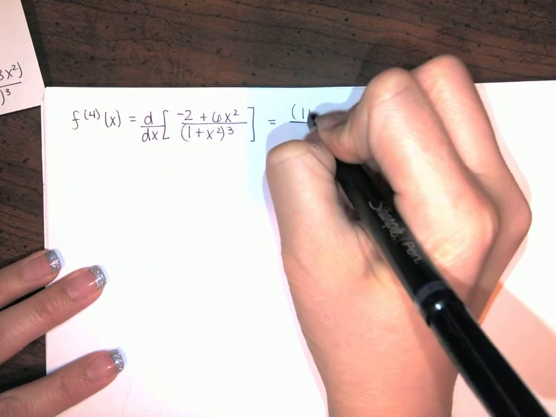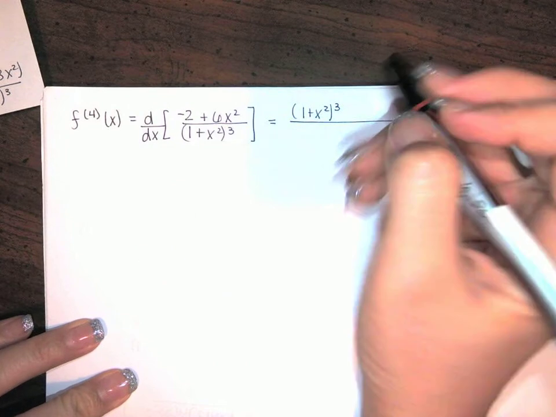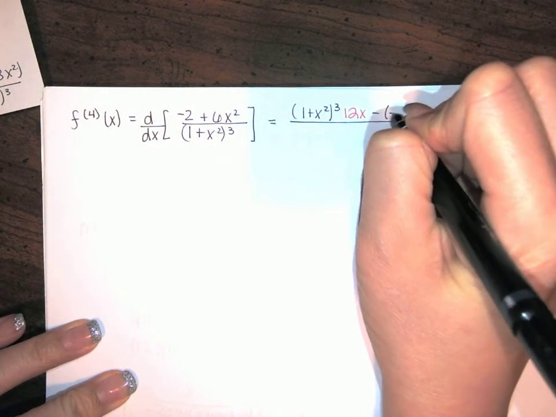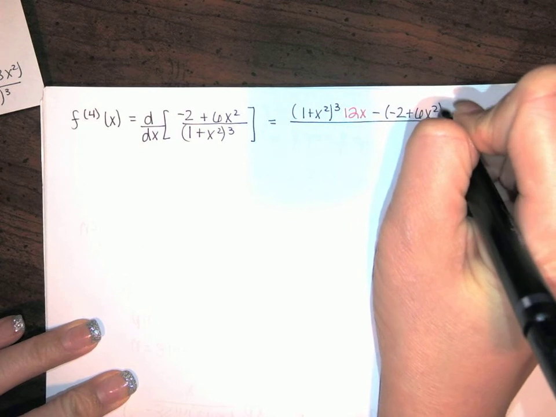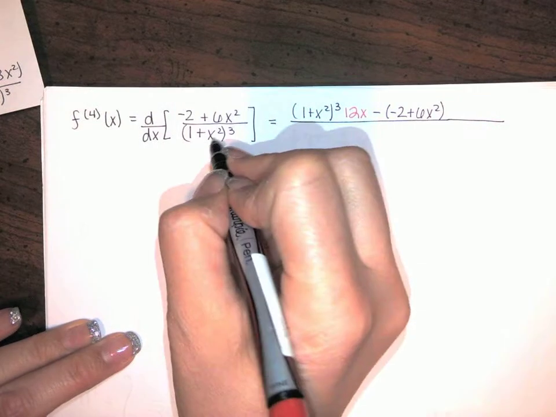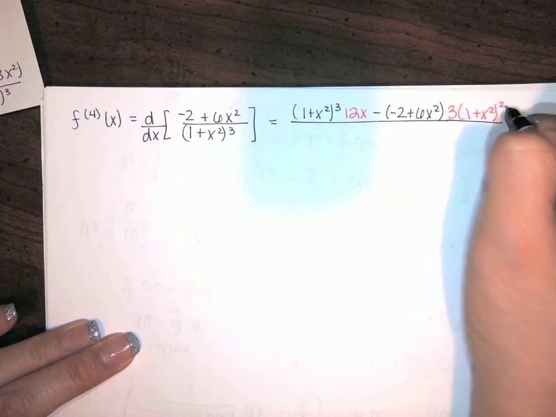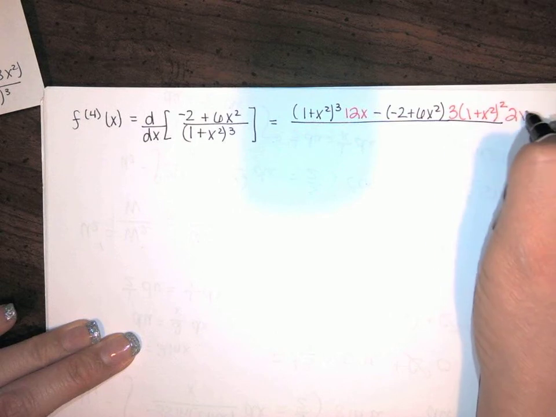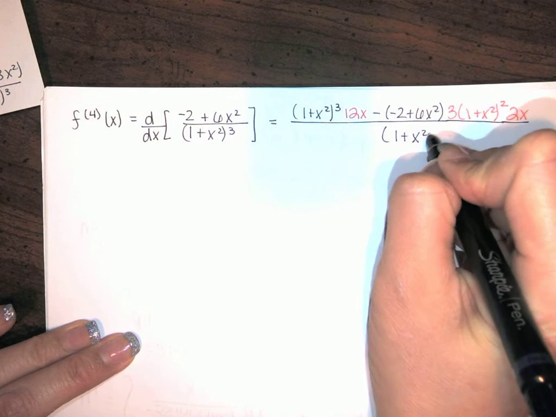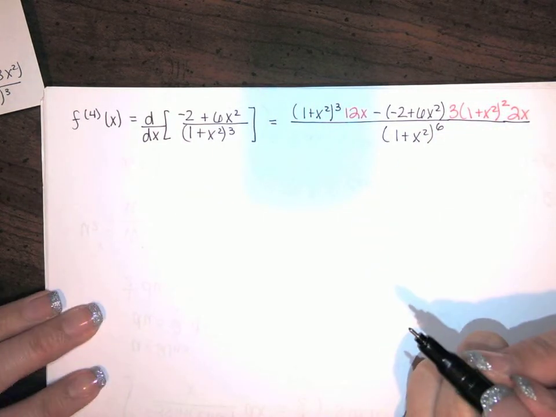So we've got low, bottom function, d high, the derivative of the top function is just a 12x, minus high, so minus that top function, over d low, that requires the chain rule. Derivative of something cubed is 3 times whatever we started with, squared, times the derivative of the inside, which is a 2x, all over the bottom function squared. So I've got something cubed and you square it, so you're going to multiply the 2 and the 3 to get a 6th power there.